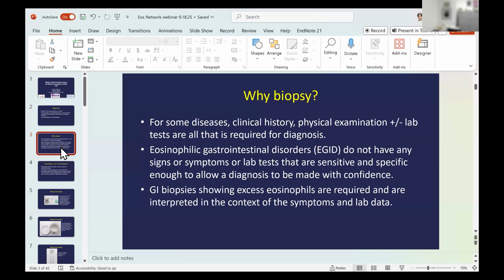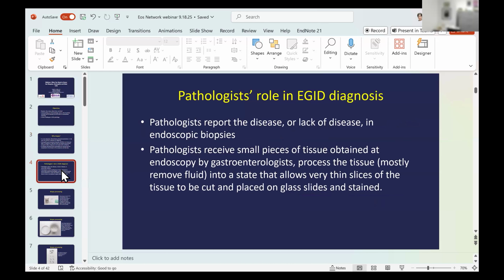And so why biopsy at all? For some diseases, all that you need is clinical history, a physical exam, lab tests. But for eosinophilic gastrointestinal disorders, or EGIDs, those aren't sufficient. Unfortunately, at the moment, there aren't any signs or symptoms or lab tests that are by themselves sensitive and specific enough to allow a diagnosis to be made with confidence. We have to have GI biopsies that show excess eosinophils in order to make the diagnosis.